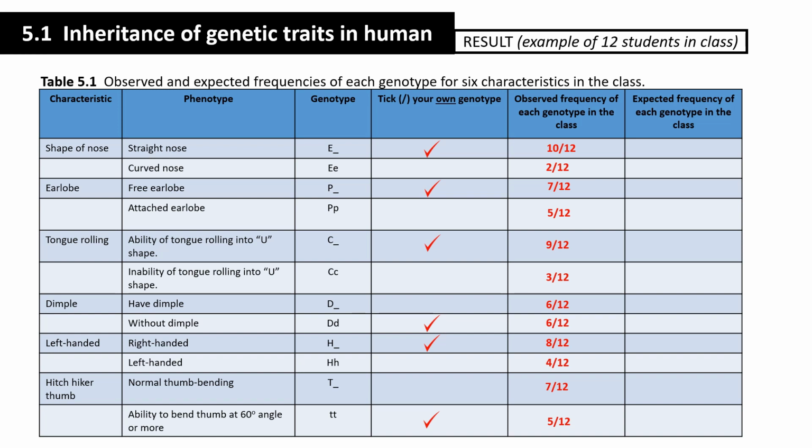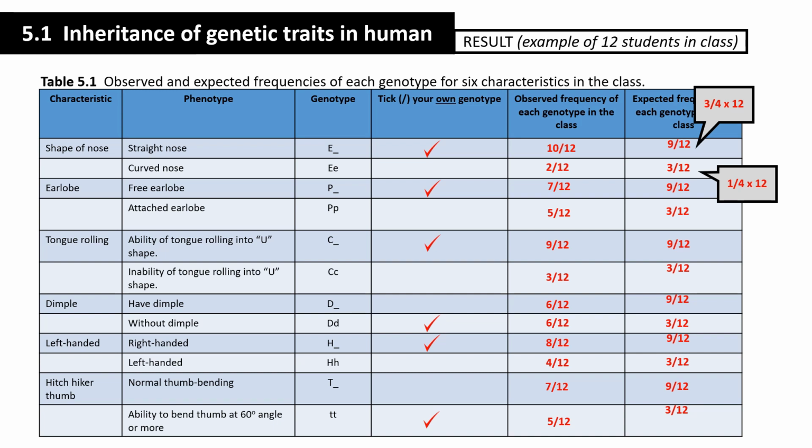For expected frequency, use the Mendel's ratio 3:4 for dominant phenotype. So 3 divided by 4 times 12, which is the total number of students in class, equals 9. Write 9 over 12. And ratio 1:4 for recessive phenotype. So 1 divided by 4 times 12 equals 3. Write 3 over 12. Continue to calculate for all 6 characteristics.